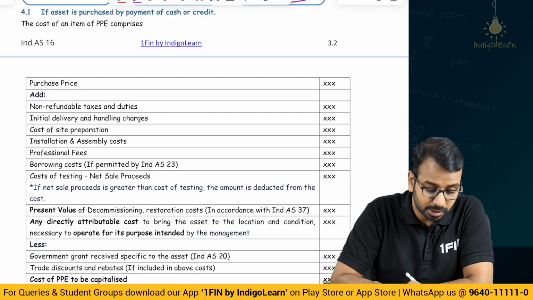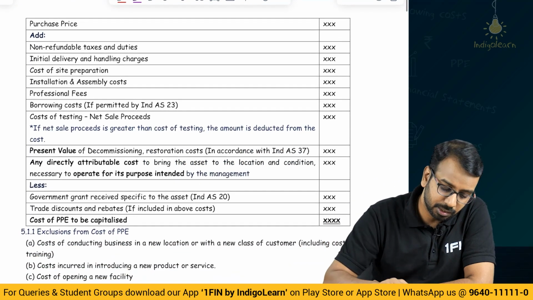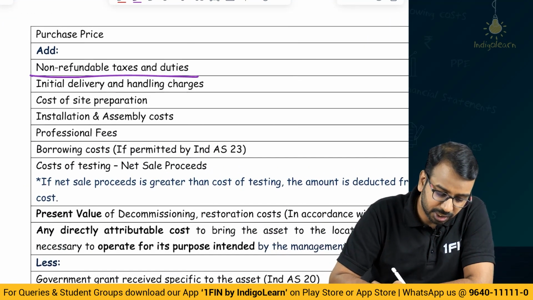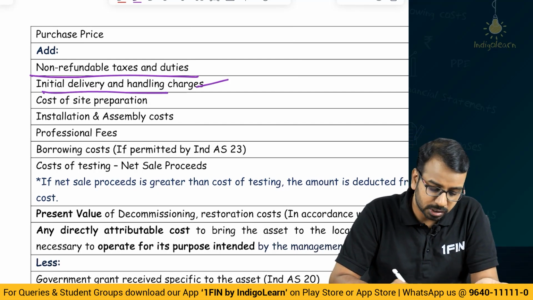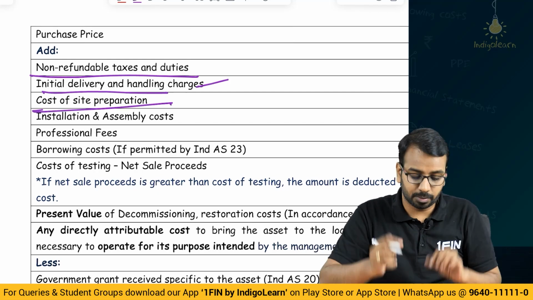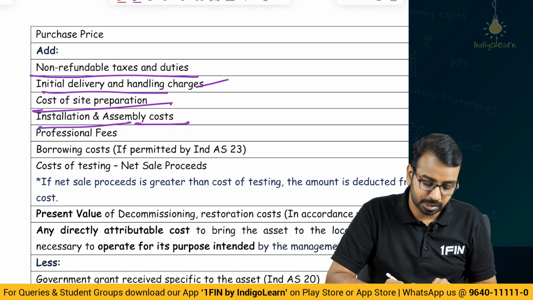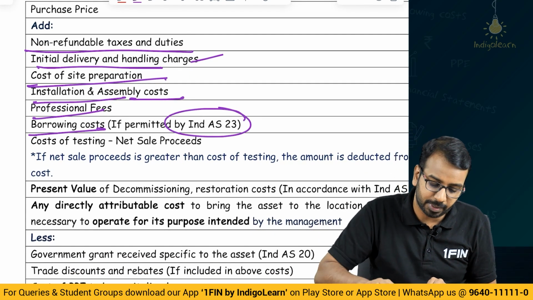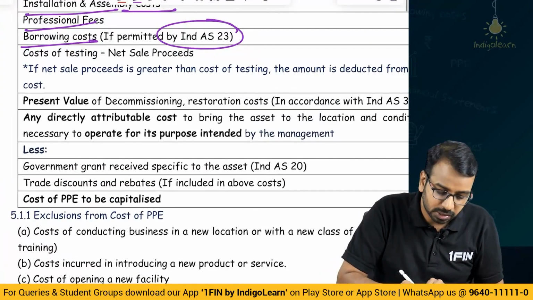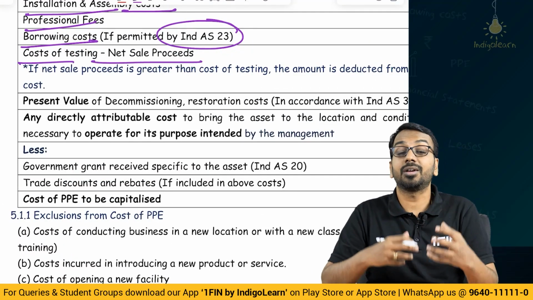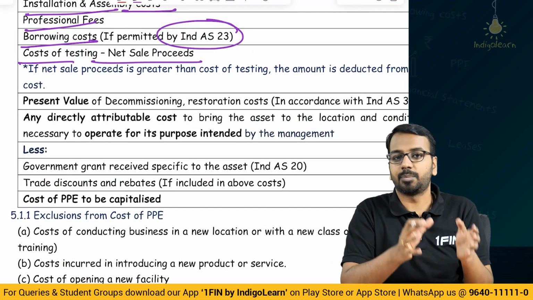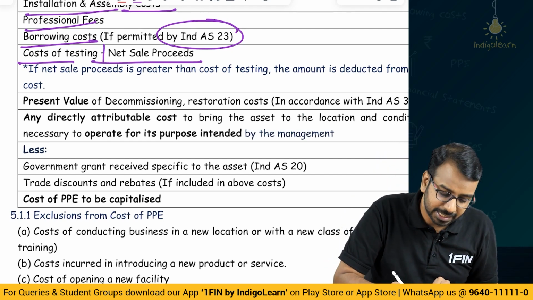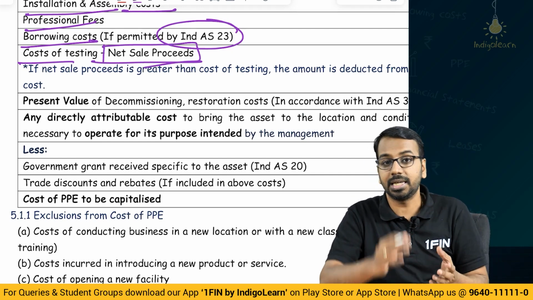Now the next question is, what is the cost of an item of PPE? You will take the outright purchase price, then non-refundable taxes and duties, initial delivery and handling charges if it is given, cost of site preparation if you have to prepare the site to install the machinery, installation and assembly cost, professional fees, this is for design and all of those things, borrowing cost if permitted by Ind AS 23, then cost of testing minus net sale proceeds. If there is any cost of testing to make the PPE ready for its use, that also you will capitalize, but if there are any incidental sale proceeds while testing, that will be reduced.